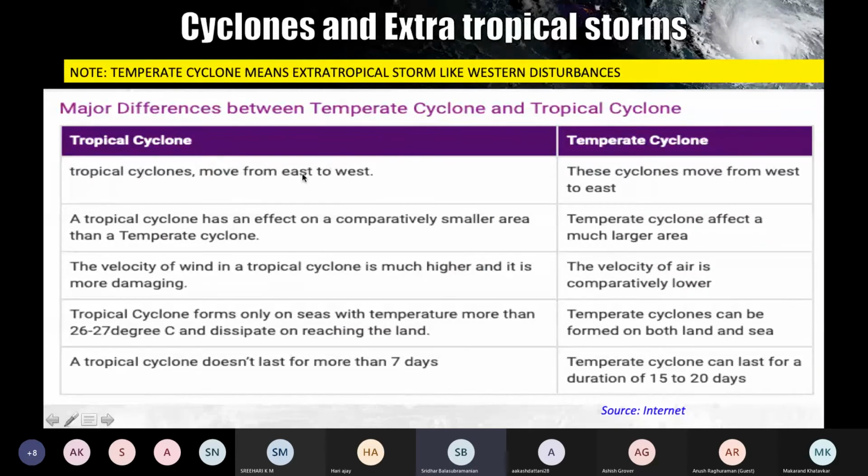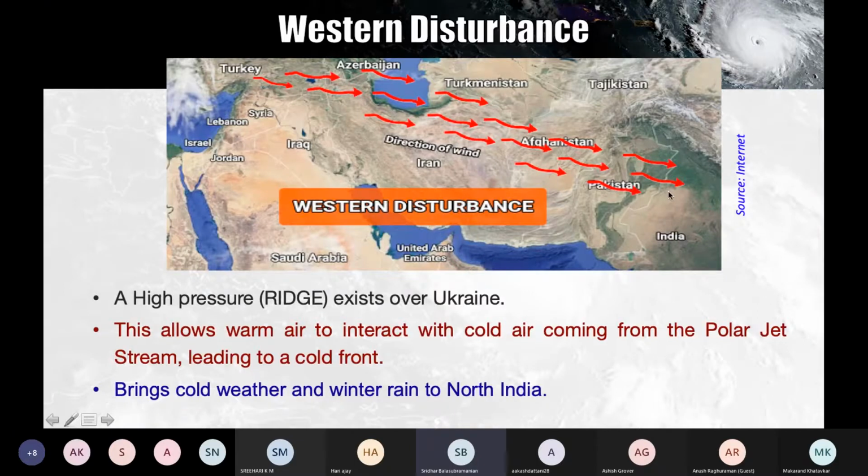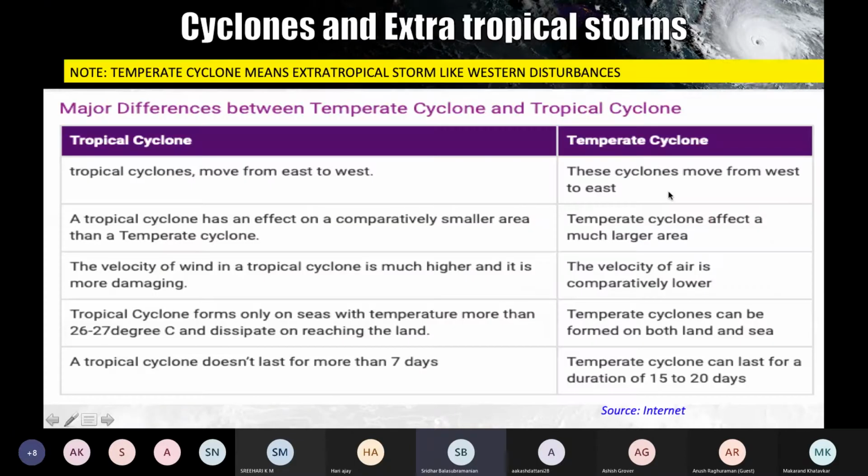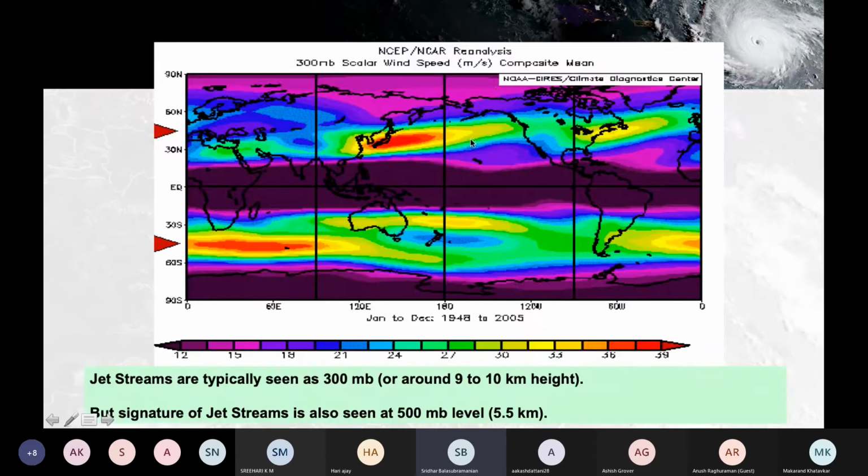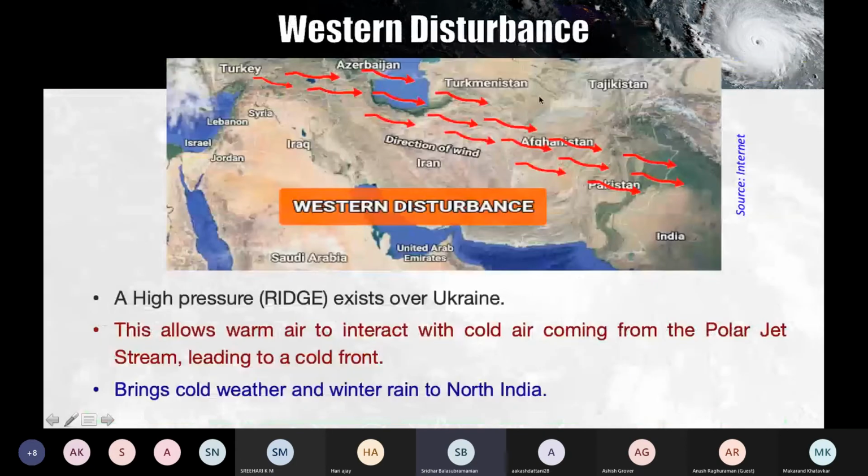And tropical cyclones move from east to west, right? All the tropical cyclones move from east to west, whereas these temperate or extratropical storms like western disturbances move from west to east. And a tropical cyclone affects a comparatively smaller area, in the sense that it is very targeted. It can either affect Odisha or Tamil Nadu or Andhra Pradesh or Bangladesh. The effect is over a much smaller area, whereas these extratropical storms have a tendency to impact a larger area.